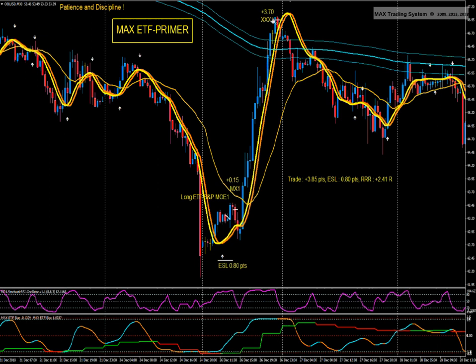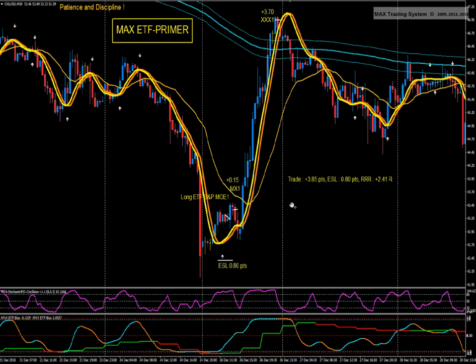And this second unit got a nice 3.7 points. And so the trade was a nice one with a reward to risk ratio of 2.41 R. So if you consider a risk of 2%, this represents approximately a 5% profit, a little less than 5% profit. So on the 30-minute time frame, this is an example of a commodity.